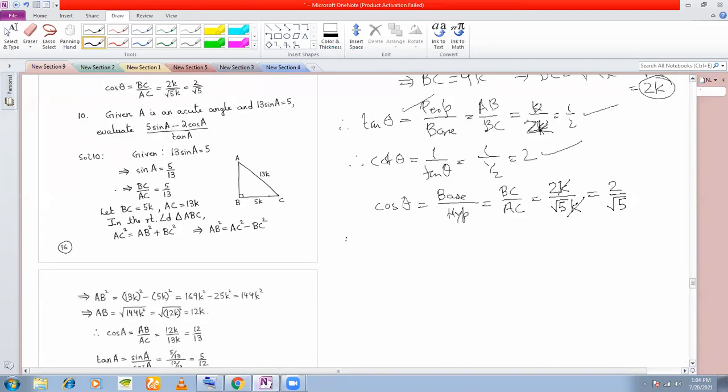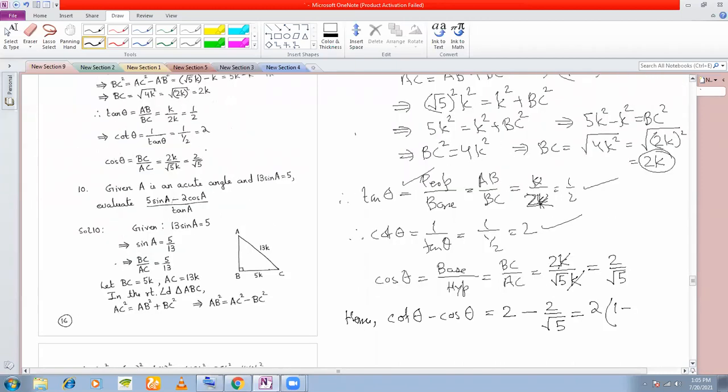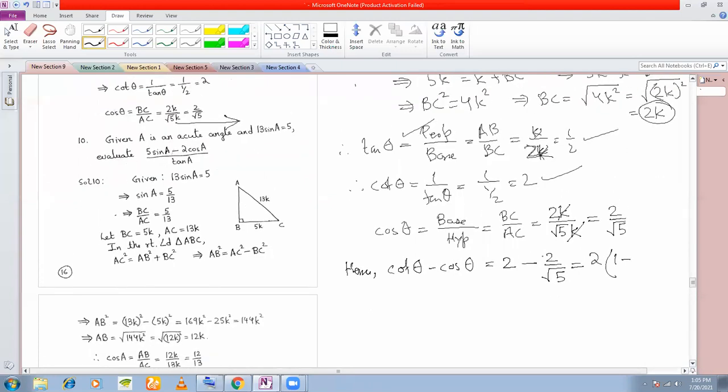Hence, what is cot theta minus cos theta? Cot theta we got 2 and cos theta we got 2 by root 5. Okay. So you can write this as twice 1 minus... I think I did not calculate cot theta minus cos theta here. Okay. So you can make this change here. Cot theta minus cos theta I'm calculating here. If from these two, you take 2 common, you get 1 minus 1 by root 5.